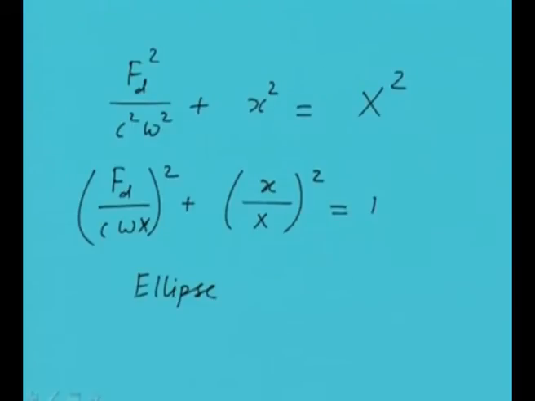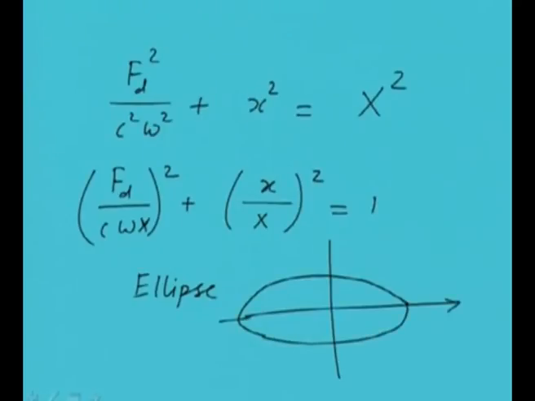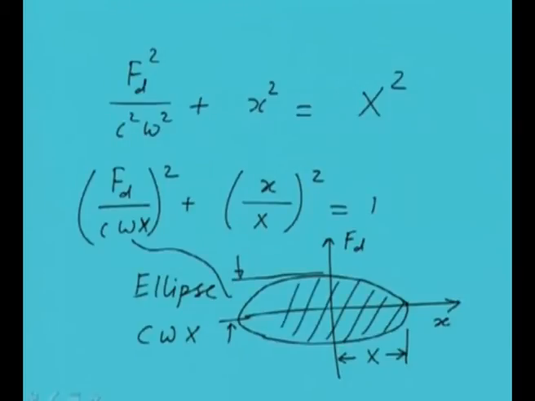and if we want to plot this, this will take this form. This is x, this is f d, and you can see that this is the amplitude, maximum displacement, and the height of this is given as this, that is c omega X. So this is the equation of ellipse. This is nothing but the hysteresis loop. You can see how it is enclosing area, and area under this curve is nothing but energy loss.